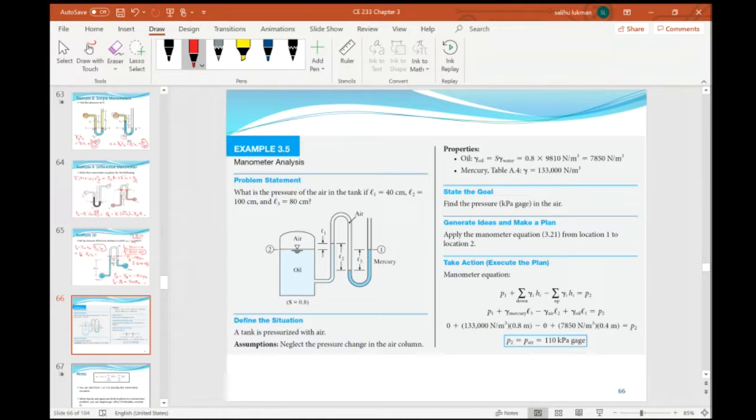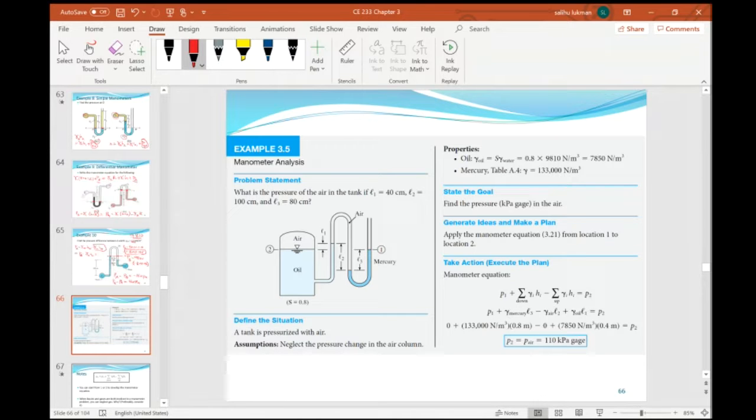And this is another example for the manometer analysis, which says, what is the pressure of the air in the tank? I want to find the pressure of the air in this tank. Okay. If L1 is equal to 40 centimeter, L2 equal 100, and L3 equal 80. Okay, the tank is pressurized with air.